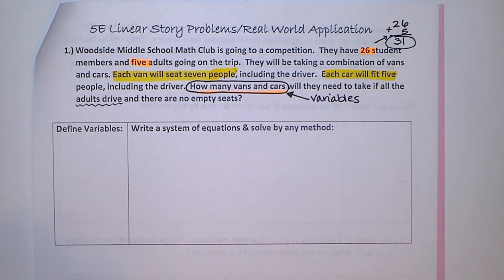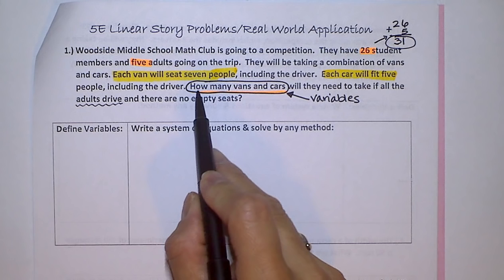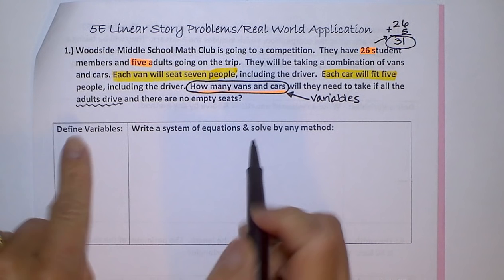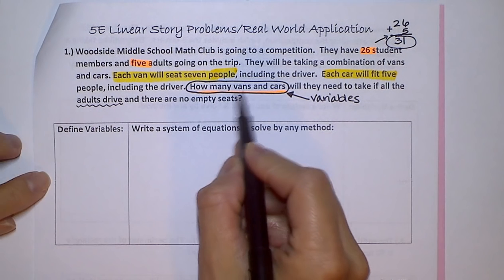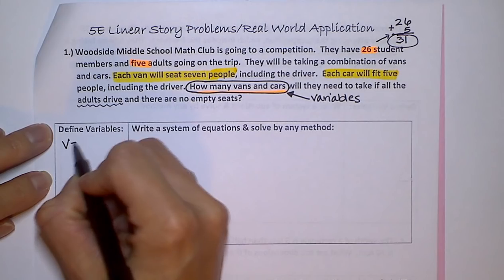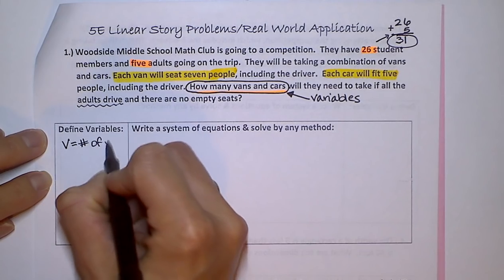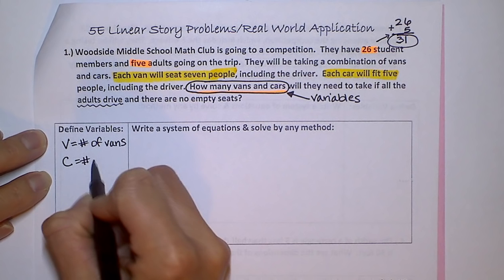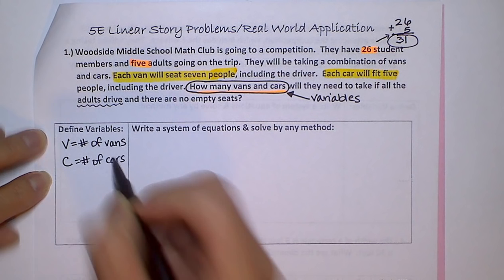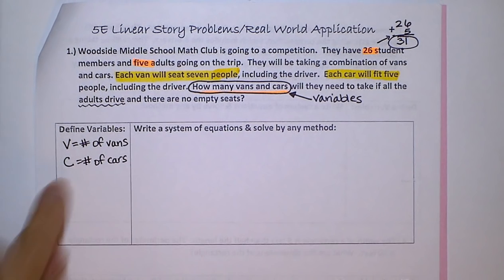So oftentimes in a word problem, the question is going to help us define the variables. Because we're doing a system of linear equations, and for most of this unit we have been dealing with 2 equations, we're going to need 2 variables. So I'm going to use V equals the number of vans that we're going to take, and C equals the number of cars. Now whenever we have 2 variables, we need to have 2 equations.